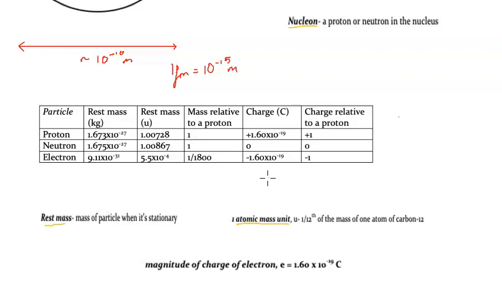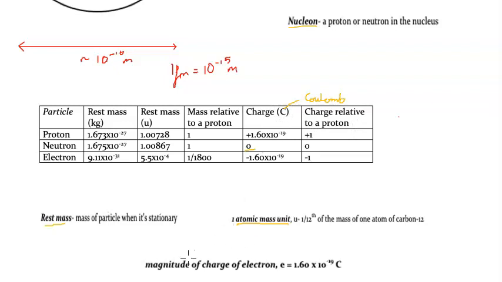The data for charge is also given, and so we can see that the neutron has 0 charge, whereas the proton and electron are equally but oppositely charged, with the electron being negatively charged and the proton being positively charged. The SI unit for charge is the coulomb, and this is represented by a capital C.